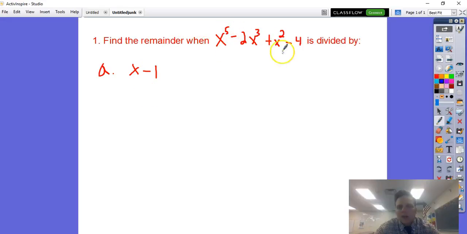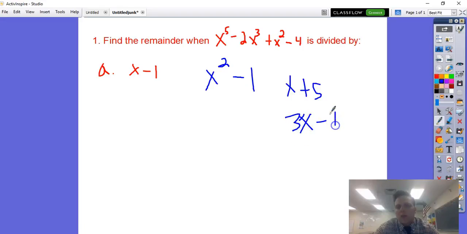to the fifth minus 2x cubed plus x squared minus 4 is divided by x minus 1. Very quickly, if instead this had said x squared minus 1, I could not use synthetic division. You can only use synthetic division on linear factors, such as x minus 1, or x plus 5, or 3x minus 4. Those kinds of situations are the only time that you can use synthetic division. You cannot do it on a quadratic factor such as x squared minus 1.